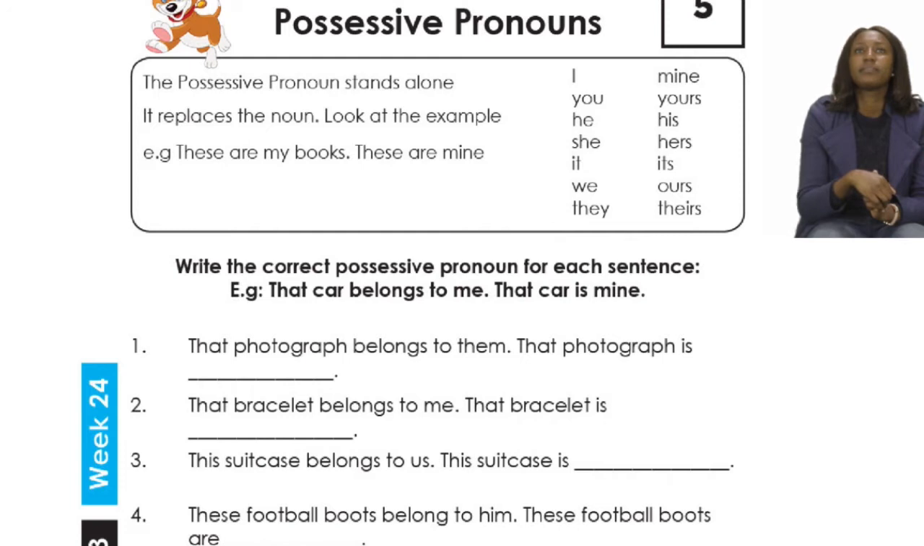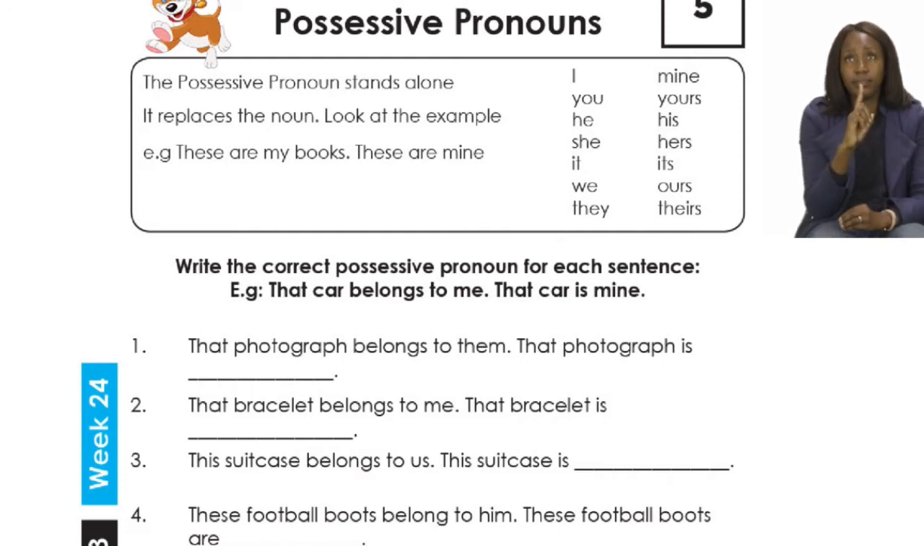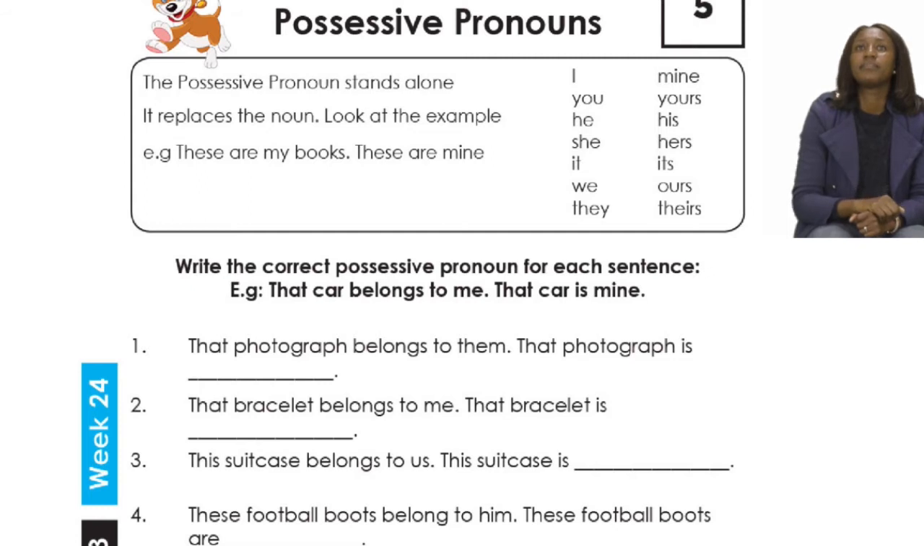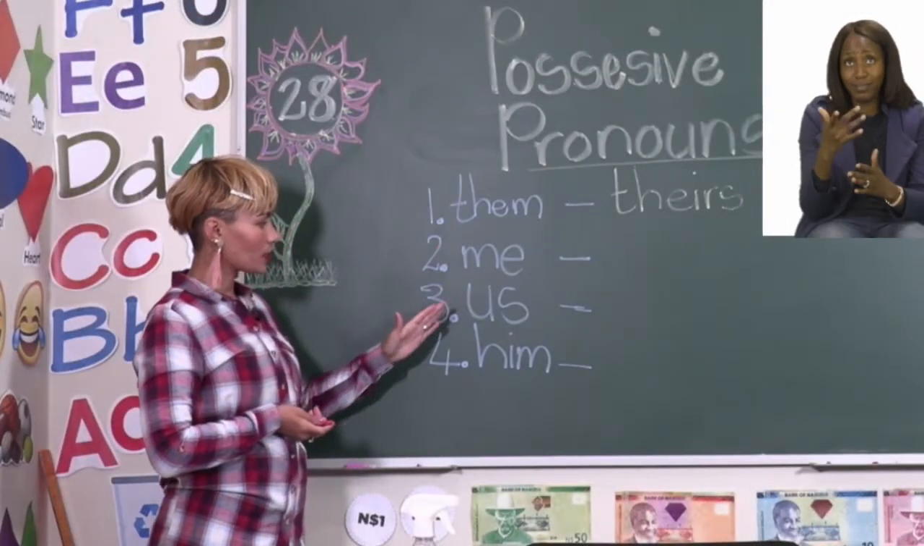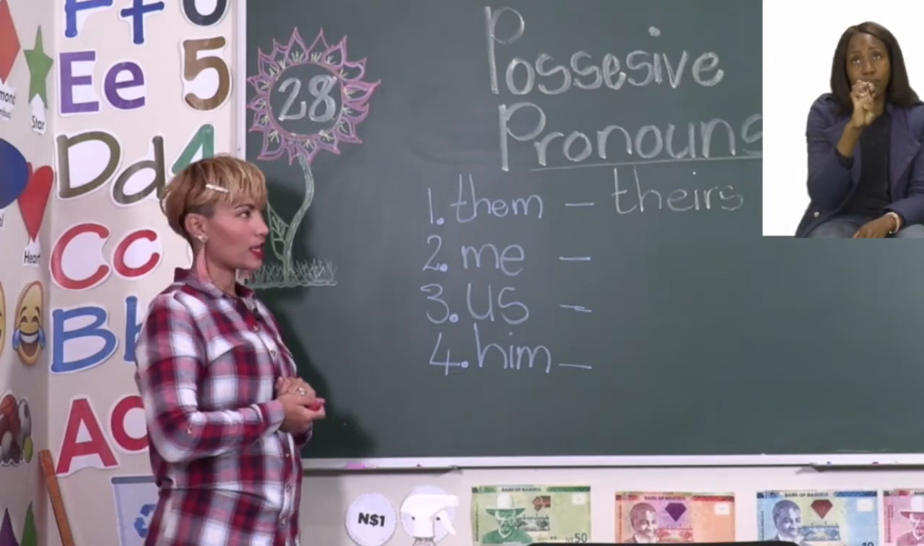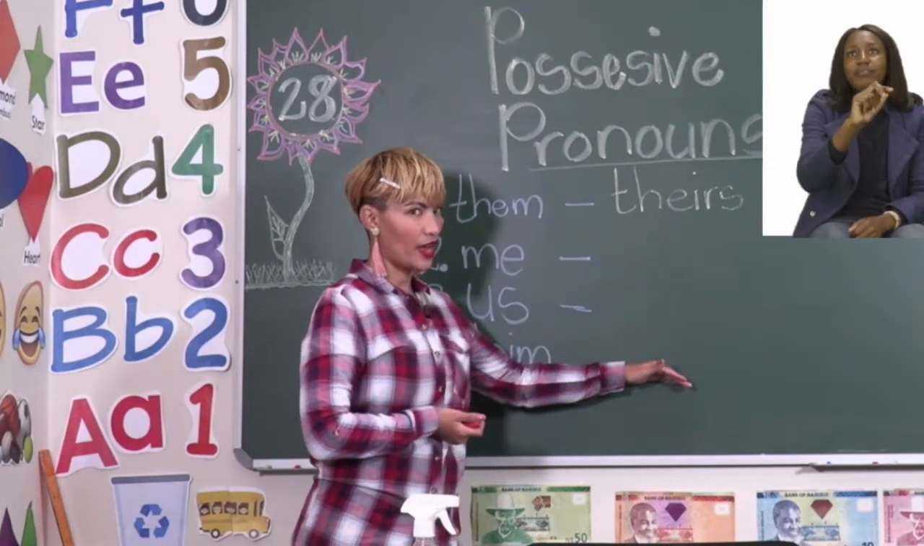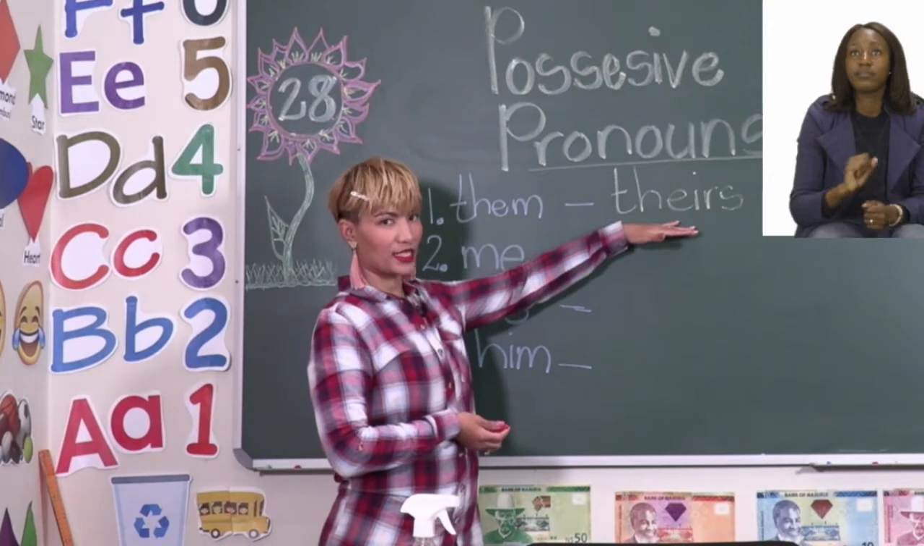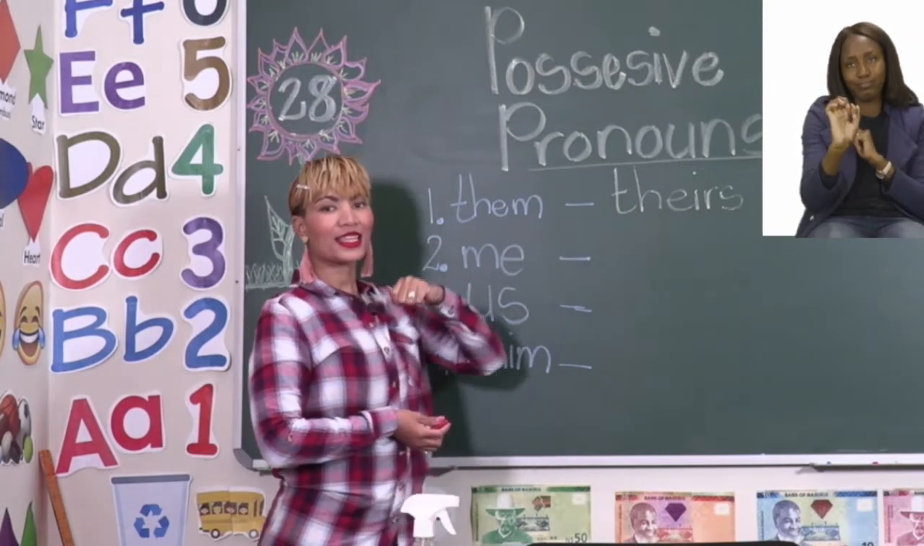So let's quickly come back to number one, where it says that photograph belongs to them. So in this case, our noun will then be the word them. Okay, and then we will have to say that photograph is theirs. There we go. So on the board, what I have done, I just took out these nouns and we are now just going to write in the correct possessive noun. Okay, so them will change to theirs. So the photograph will then be theirs.